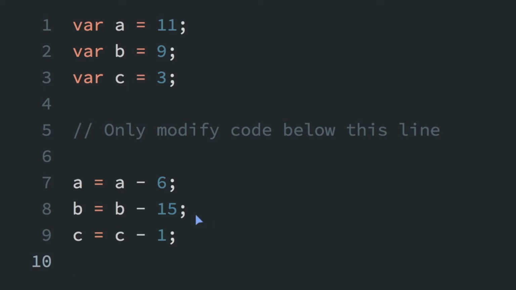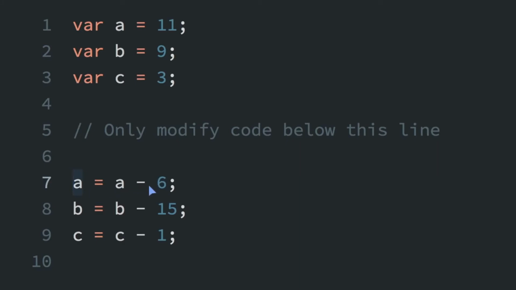Previously, we learned about plus equals. Well, minus equals does the same thing, but subtracting. So this says a equals a minus 6. We started at 11. Minus 6 is going to be 5. So the new a is going to be 5.